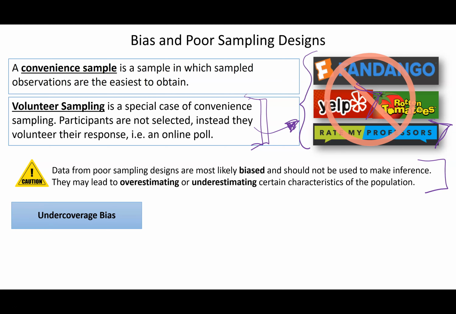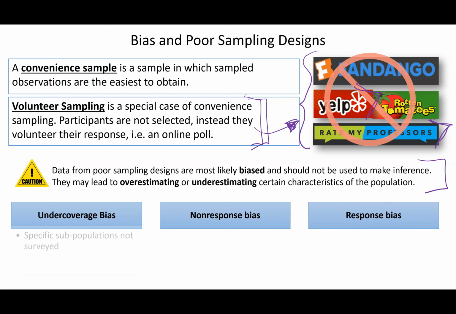So we have a few forms of bias here. Undercoverage bias, and we're going to go into these three types of bias a little bit more. They each get their own slide. This is where you leave out or underrepresent certain subpopulations. So maybe I am sampling from a high school and I just forgot to sample any first years.